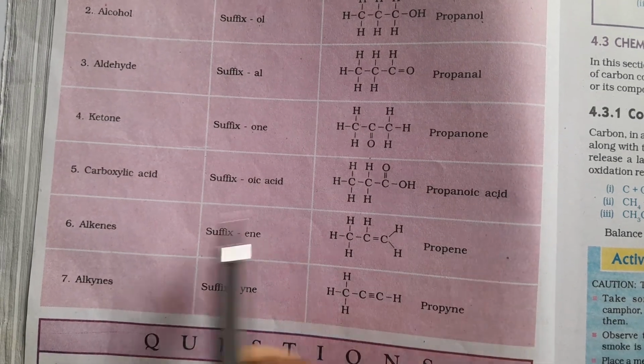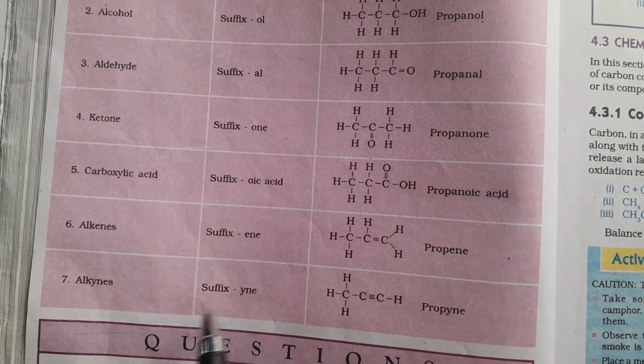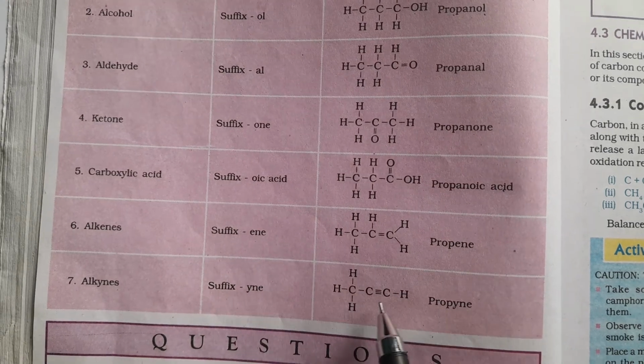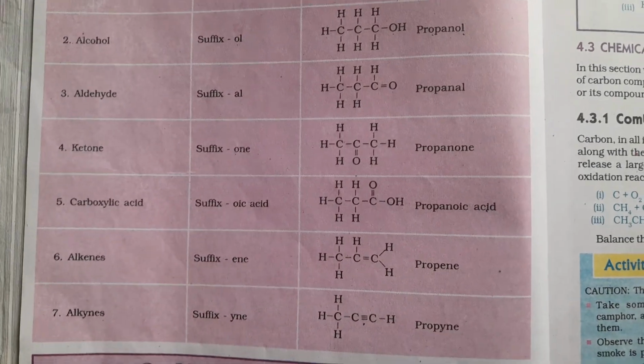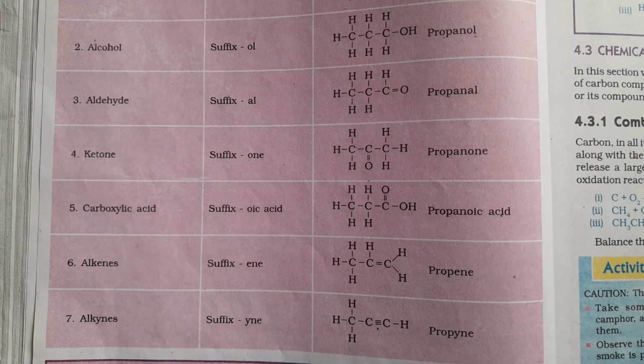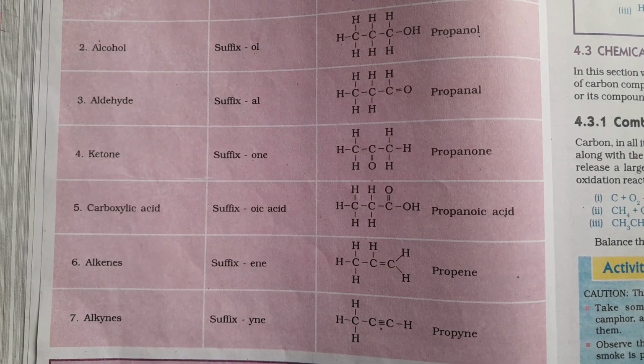Alkene means ENE, you know. Alkyne means YNE, you know. Triple bond, double bond, right? So this is how you have to name the carbon compounds. Okay, thank you.